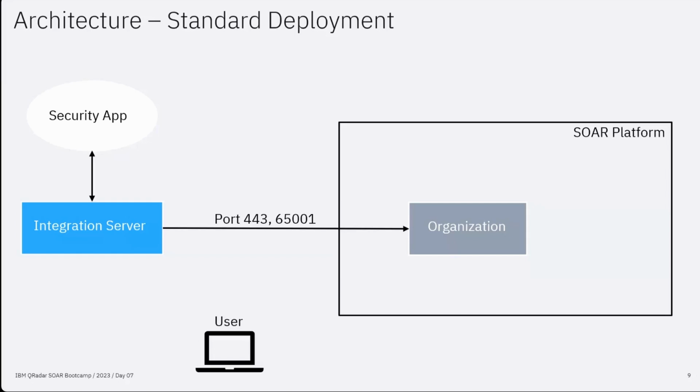Now, there are users who log in into your SOAR platform, who work on incidents, who communicate with apps. So it is communicated over the port 443 between the user and the organization on the SOAR platform. So this is how your standard deployment is set up. This is the architecture for a standard deployment.